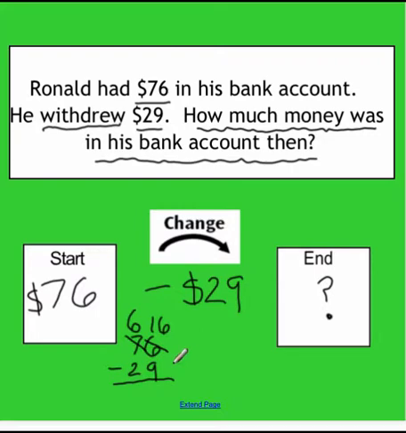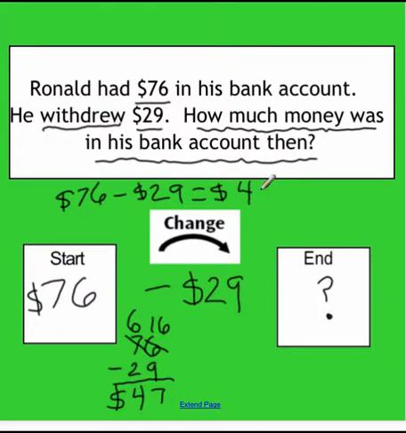16 take away 9 is 7. 6 take away 2 is 4. So my answer is $47. If I were to write that out as a number model, I would write down 76 minus the $29 that Ronald withdrew equals an answer of $47.